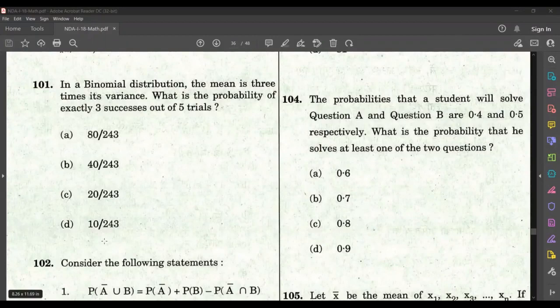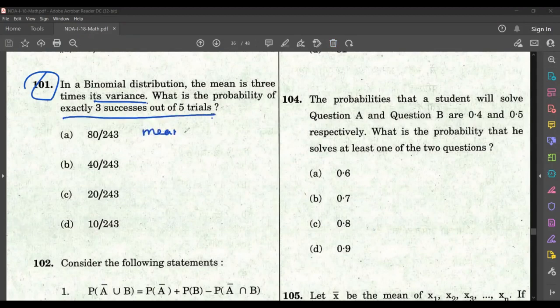We'll see some previous year NDA Maths questions. See the question number 101. In a binomial distribution, the mean is 3 times its variance. What is the probability of exactly 3 successes out of 5 trials?